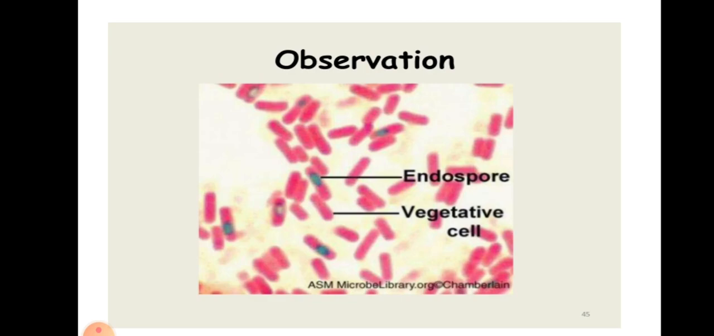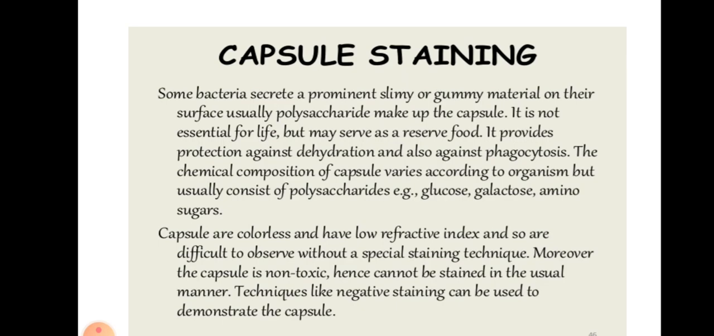This is the observation of endospores and vegetative cells under microscope. Endospores appear in green color, vegetative cells appear in red color. Moving on to the next type of staining called capsular staining.